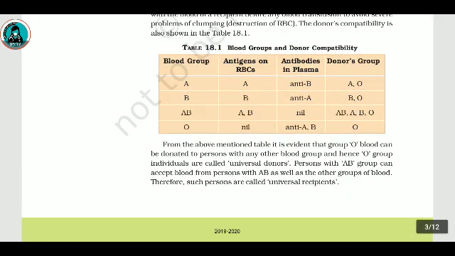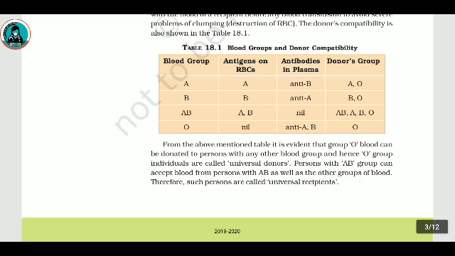Table 18.1: blood groups A, B, AB and O; antigens on RBCs A, B, A and B, and nil; antibodies in plasma anti-B, anti-A, nil, anti-A and B; donors' groups A, O; B, O; AB, A, B, O; and O.